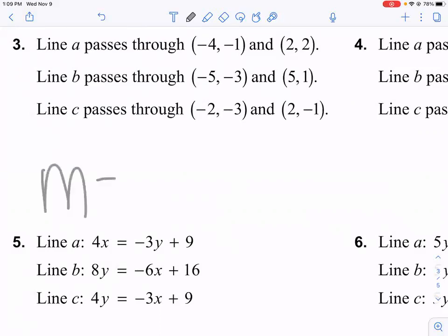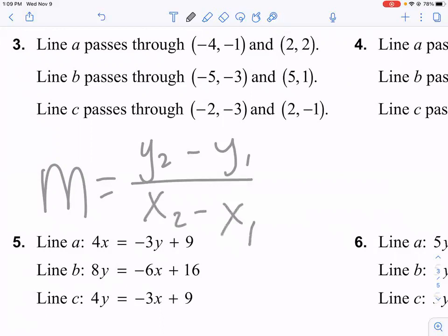Remember, you're B. Y minus Y over X minus X. Line B, number 3. Y minus Y over X minus X. Guess what? You and everyone at your table should be getting the same slope. So double check that you and the people at your table are getting the same slope.